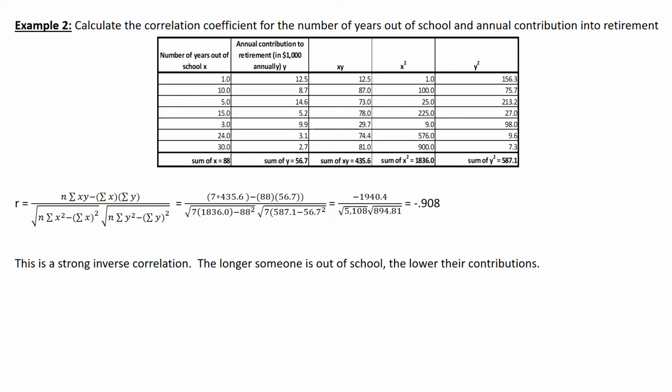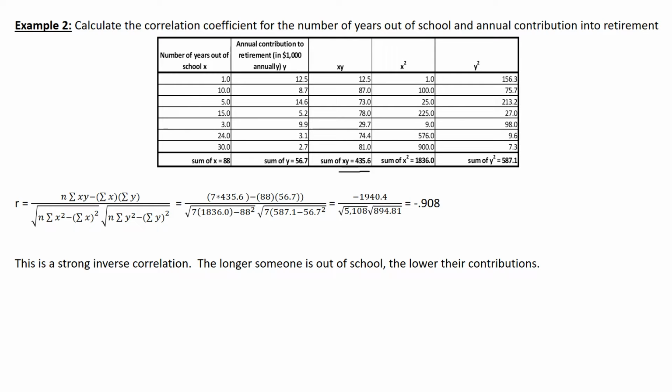Now, here's another one. Calculate the correlation coefficient between the number of years out of school and any contribution into retirement. I've got 7 individuals here. On x, I've got number of years out of school: 1 year, 10 years, 5 years, 15, 3, 24, and 30. And then in $1,000, their annual contributions. The 12.5 is 12,500. My sum of x is 88. My sum of y is 56.7. Then I multiply x times y, and I sum that up. My sum of xy is 435.6.